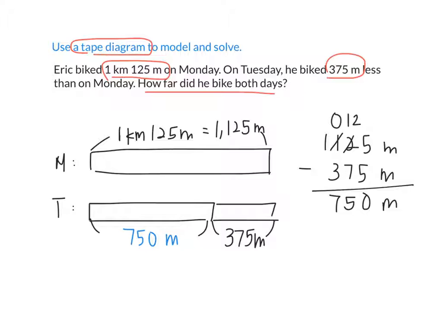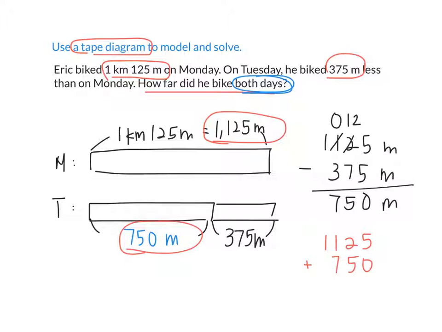So is that my final answer, 750 meters? Sanvi's shaking her head. Why not, Sanvi? Because the question is asking how far did he bike all together. We want to know how far he biked all together because it says on both days. So in order to do that, we have to add the distance for Monday to the distance on Tuesday. So we do 1,125 meters plus 750 meters.